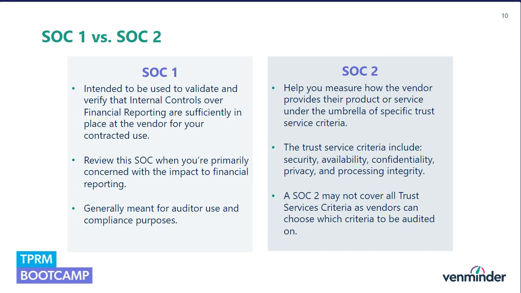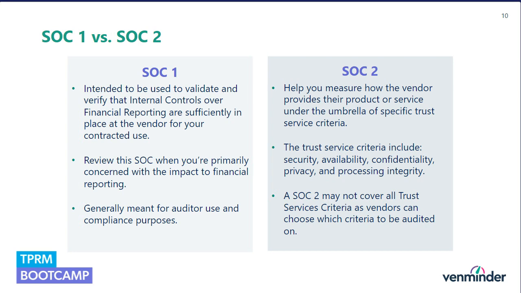First, let's look at the 2 most common types of SOC reports, a SOC 1 and a SOC 2. SOC 1 reports are really intended to be used to validate and verify that internal controls over financial reporting are sufficiently in place at the vendor for your use. You would want to review a SOC 1 when you're primarily concerned about the impact of financial reporting specifically. These SOCs are generally meant for auditor use and compliance purposes.